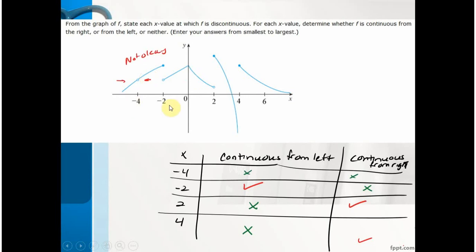The last value where I have a discontinuity is at -4, and as x approaches from the right and left on either side, because that point is not colored in, it's not continuous from either direction. And so that's this problem. So this is pretty simple.